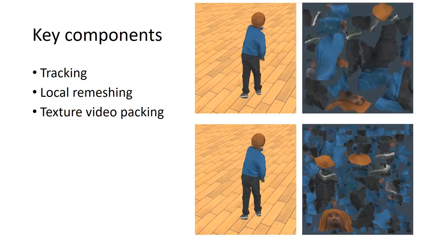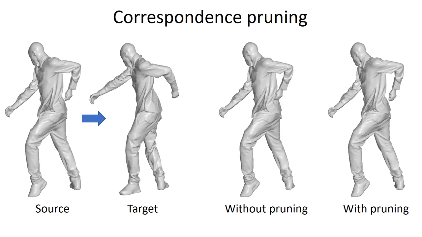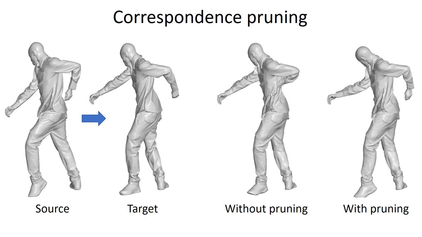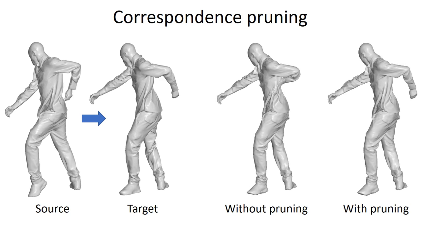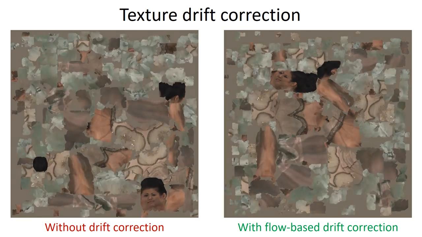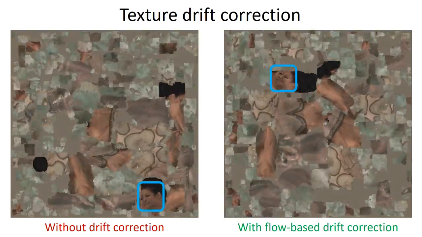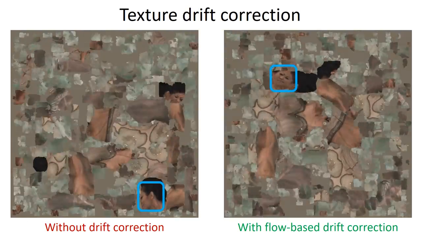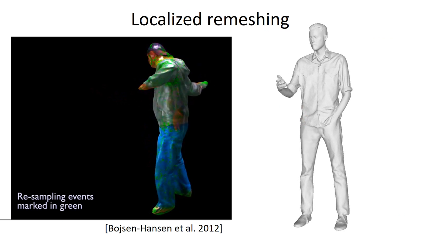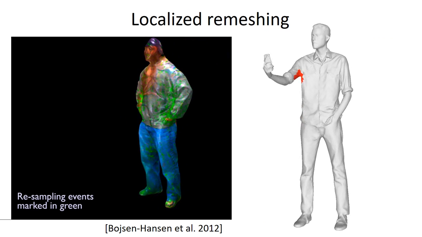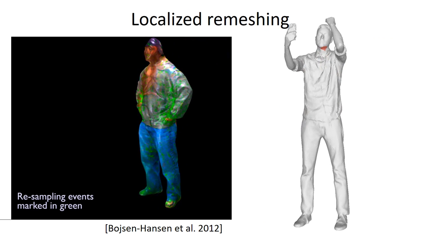In doing so, we make several novel contributions. First, we improve the state-of-the-art non-rigid ICP algorithm using region-based pruning to discard subsets of bad correspondences. Next, we use mesh-based optical flow to correct the texture drift that results from tangential motion. We adapt the localized remeshing approach of Boyce and Hansen et al. to produce an evolving mesh with a temporally coherent triangulation.